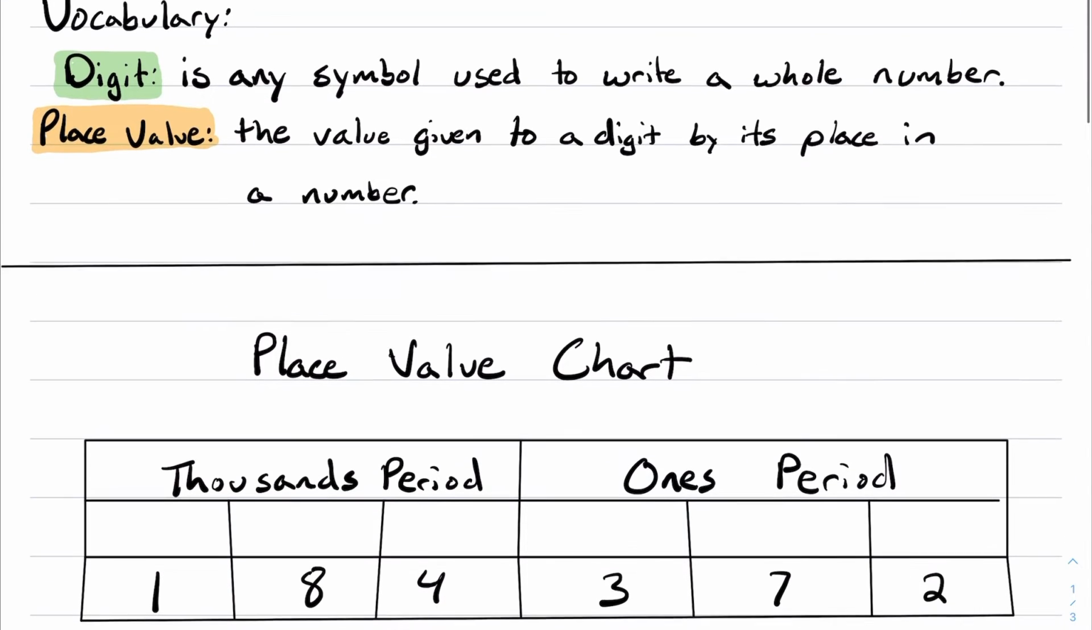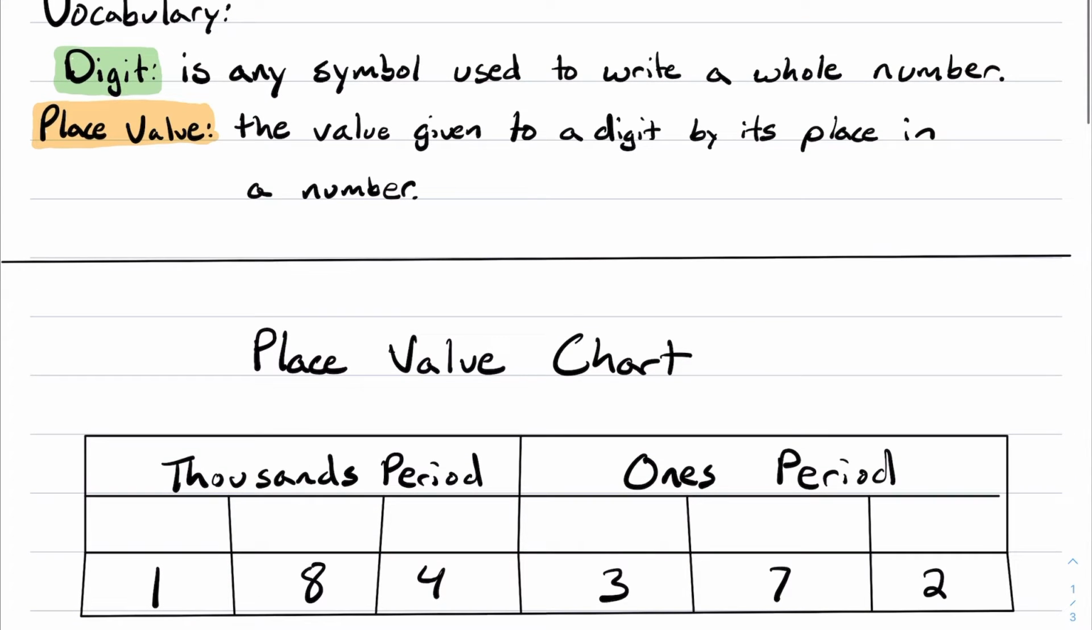So today we're going to be working with place value charts and how numbers are broken up in groups of 3, or periods of 3. In our place value chart we have the ones period and the thousands period. When you're reading the number to find its place value and its digit, you're going to be going from right to left. So in this number we have 184,000 because it's in the thousands period, and 372 because it's in the ones period. So let's go from right to left.